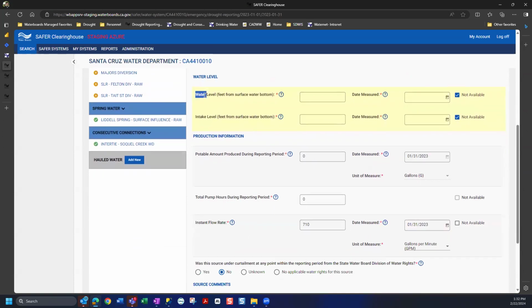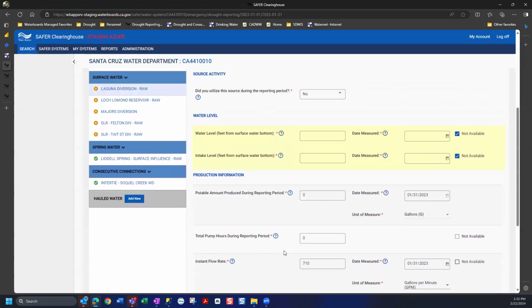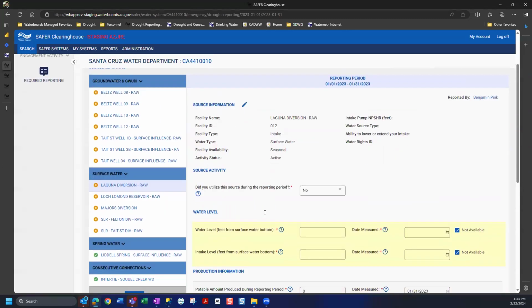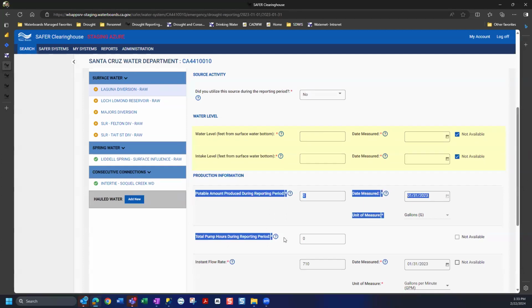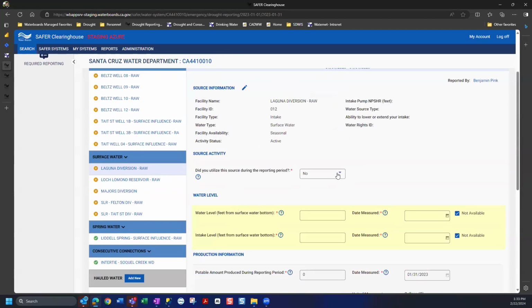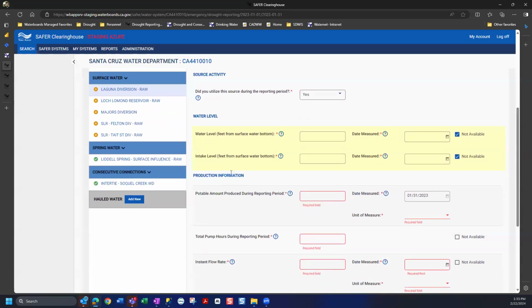But we still do allow you to report water level, intake level, instant flow rate, and curtailment status. We can still receive that, but we're just not requiring this information to be submitted if you didn't utilize the source. So I'm going to mark yes here, and then I'm going to get to water level. So really cool for water level.